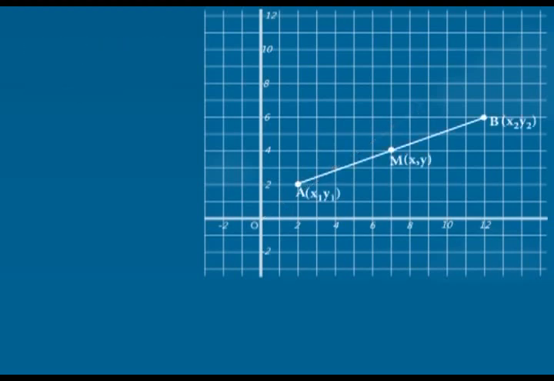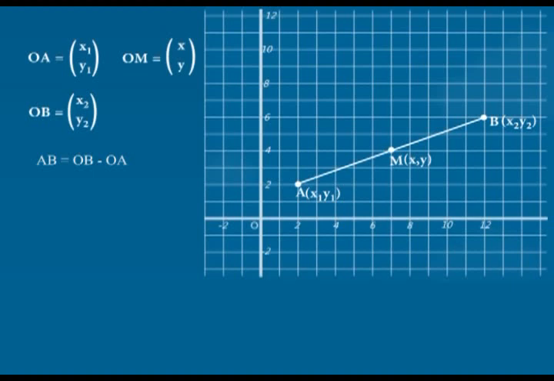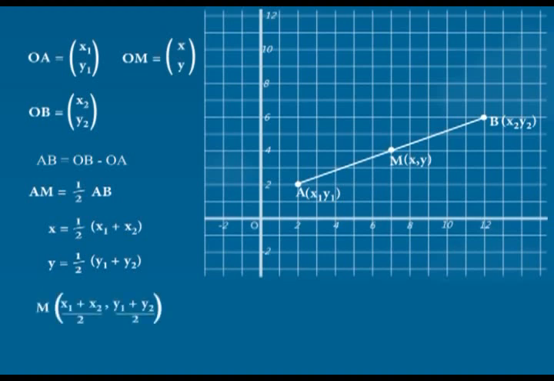Consider the midpoint M of the line AB in this figure. OA is equal to (x1, y1), OM is equal to (x, y) and OB is equal to (x2, y2). AB is equal to OB minus OA. AM is equal to a half AB. That means x is equal to a half into x1 plus x2 and y is equal to a half into y1 plus y2. The coordinates of M are ((x1 plus x2) over 2, (y1 plus y2) over 2).